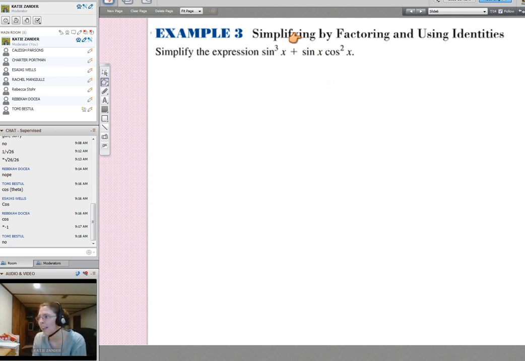When we simplify this, we're looking for a GCF. That's the first step for factoring. So is there a greatest common factor that we can take out between those two terms?